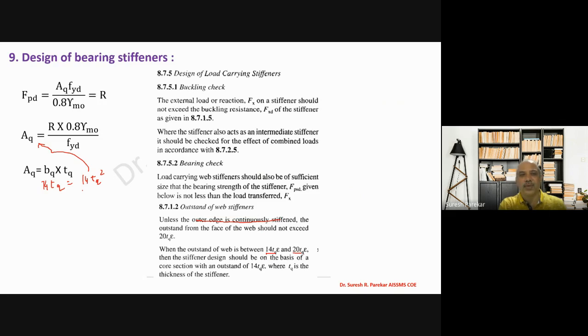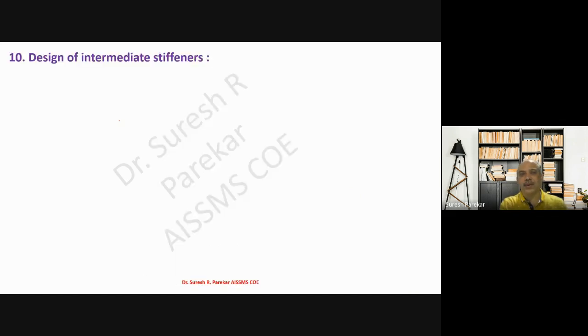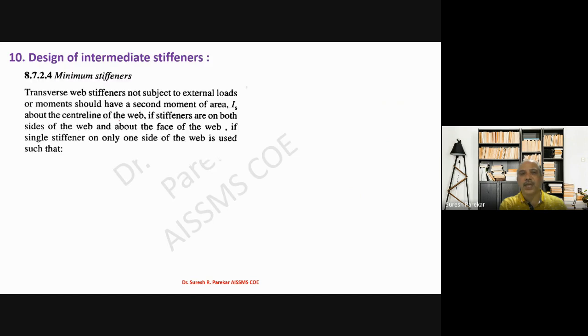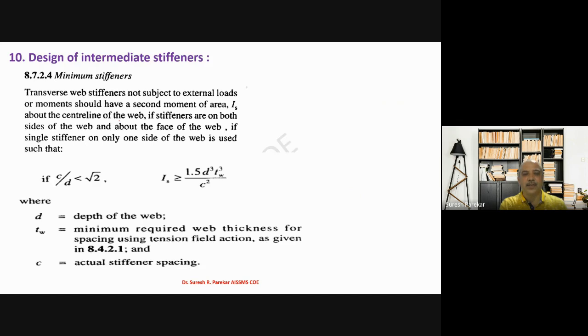So likewise we have to design the bearing stiffener, and we have to see that whatever bearing stiffener we provide, its capacity or resistance is greater than the reaction we have in beams at supports. Then we have design of intermediate stiffeners. These we provide according to 8.7.2.4, and the moment of inertia I should be 1.5 d cube t cube upon c square if the value of c by d is less than root 2. And if the value is greater than root 2, then we have another criterion that is given in 8.7.2.4.